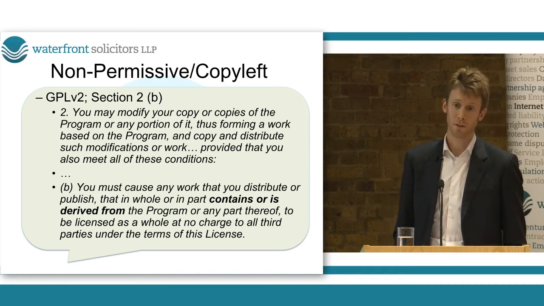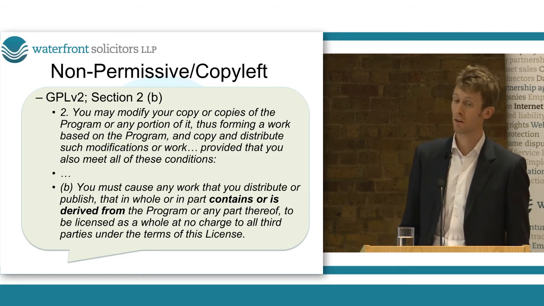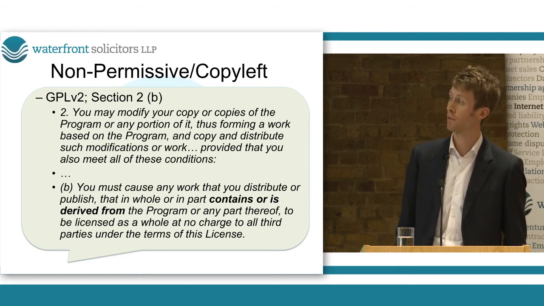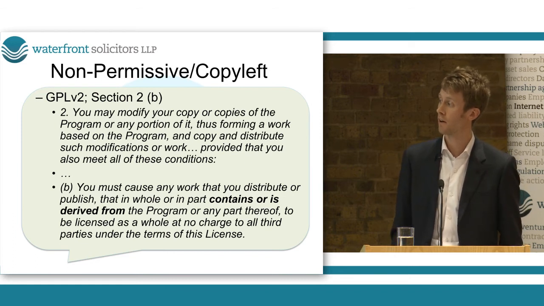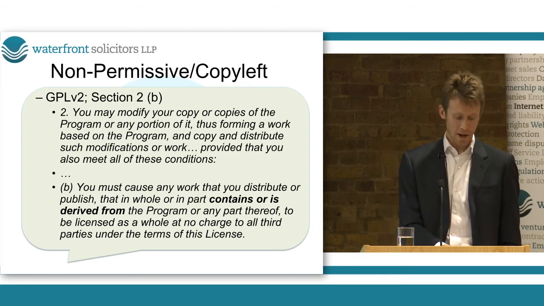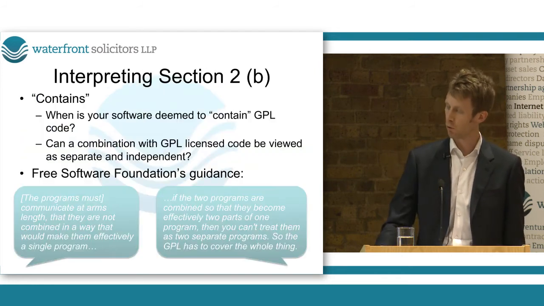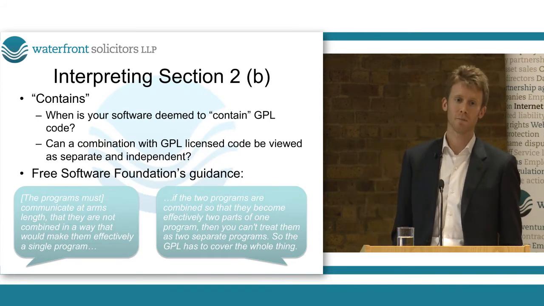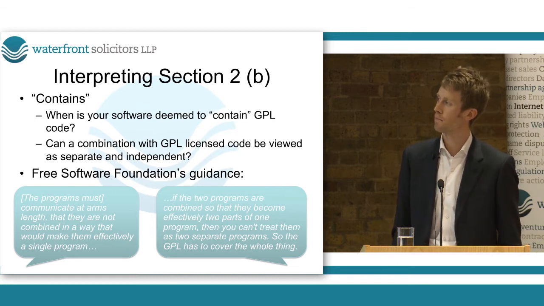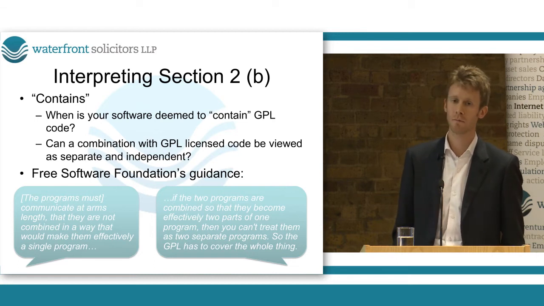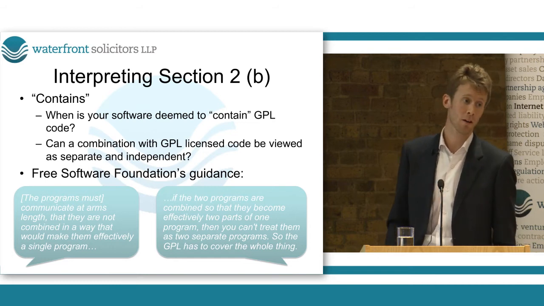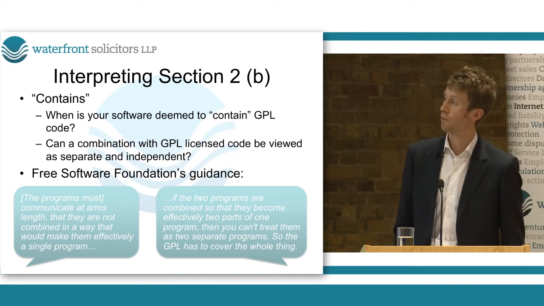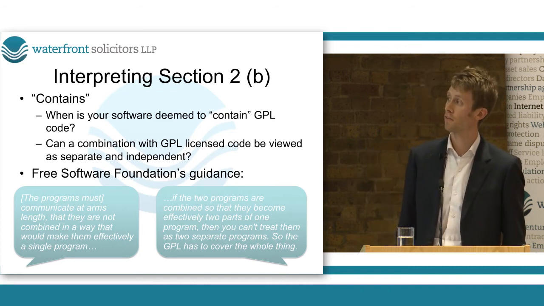The other problem is the fact that there's been absolutely no case law, both in the UK and the US, on the actual interpretation of this clause, which makes our job significantly harder as well. So the main problem, though, with this license is the word contains. And that's because the word contains can be interpreted very widely. On face value, contains can mean any communication or any combination that your software might have with GPL licensed software will render your software caught out under the terms of the license.